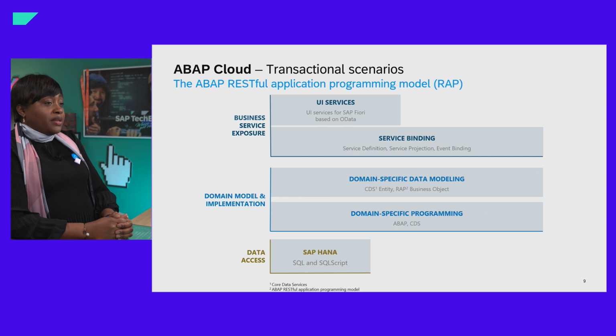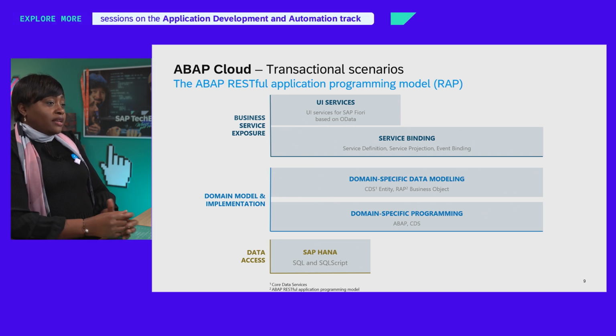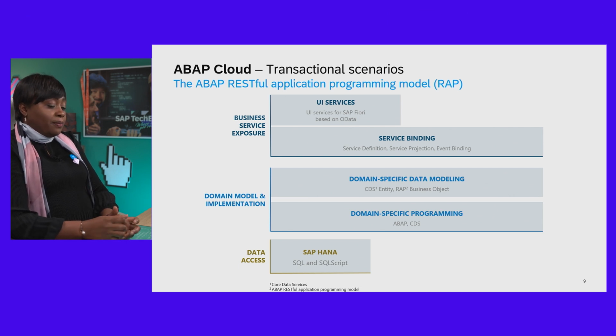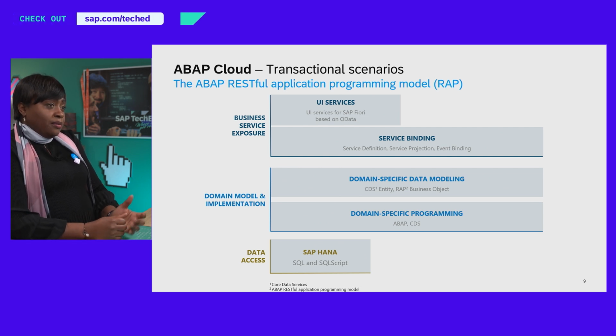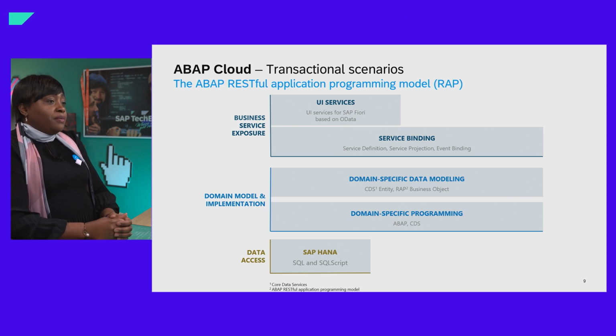So on the screen, you can see the end-to-end stack when building applications here with RAP. At the bottom, we have the SAP HANA database, where besides SQL, also the native HANA SQLScript language can be used to fully leverage the power of HANA advanced capabilities in ABAP-based applications.